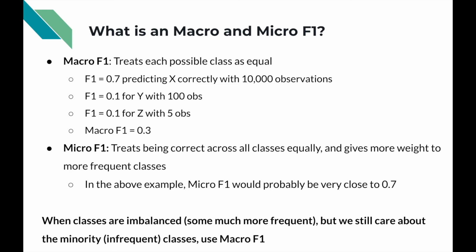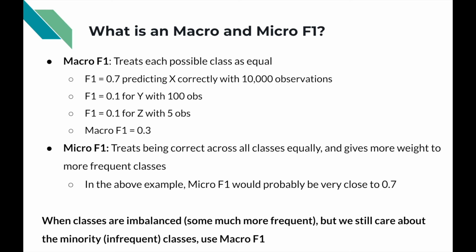So imagine that we have an F1 score of 0.7 for predicting X correctly, and X has 10,000 observations. And then we have an F1 score of 0.1 for 2 other outcomes, Y and Z, with many fewer observations. In this case, we would say macro F1 is 0.3. Even though there are many fewer observations of Y and Z, we treat them as equal to X, and we just average the F1 score straight down the line.